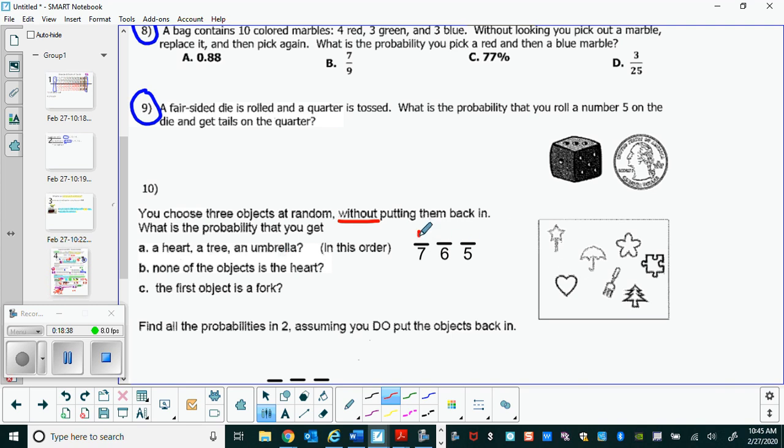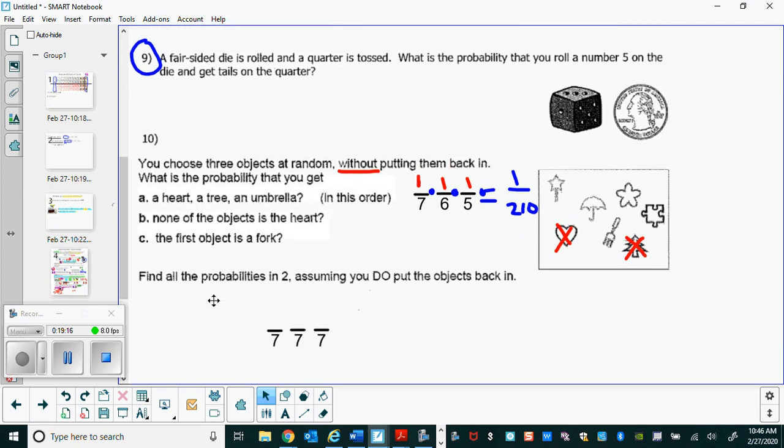So a heart, there's 1 out of 7. But now if we don't put the items back in, then there's only 6 items in the bag. So then the chances of us getting a tree is now 1 out of the 6 objects remaining. And then if that's been taken out, there's only 5 objects remaining. And so then the umbrella would be 1 out of 5. And now we can multiply these and see, that should be equals. So this would be a 1 out of, and this is 30 times 7, so this would be 1 over 210. So the denominator in all of these problems is a 210.